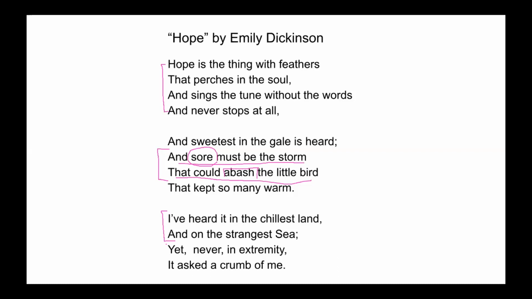So I think hope is a bird that is part of you, and when it encounters a storm, it helps you through. So you're basically in the storm, and then the bird is trying to help you by guiding you through.